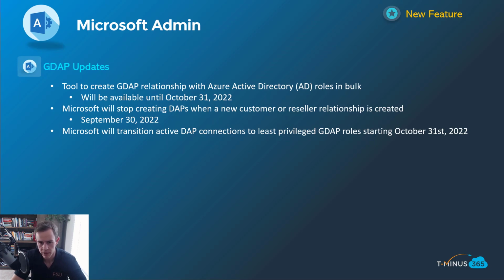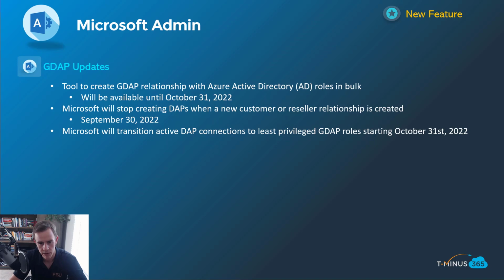The final one here is something that I would want to get ahead of, which is basically Microsoft saying they're going to transition active DAP connections to least privileged GDAP roles starting October 31st. So to get ahead of this, obviously you just start establishing your own GDAP relationships here today. I'd much rather do that than have to scramble if Microsoft establishes new GDAP positions for me on my behalf with roles that maybe don't give me the access that I need today.